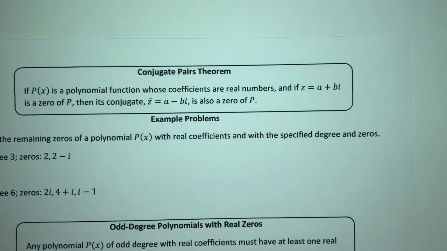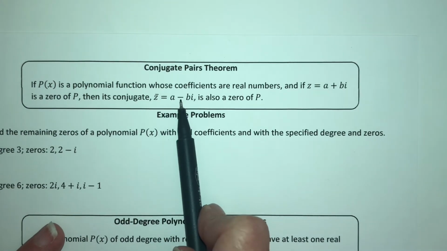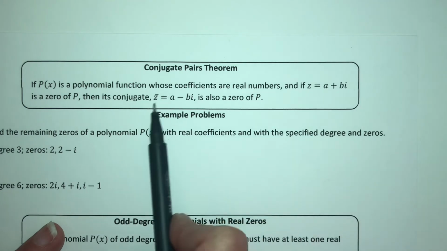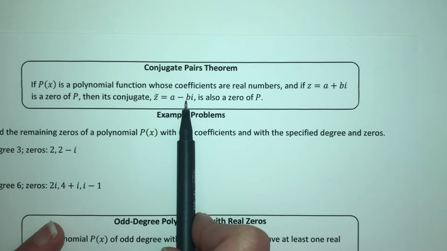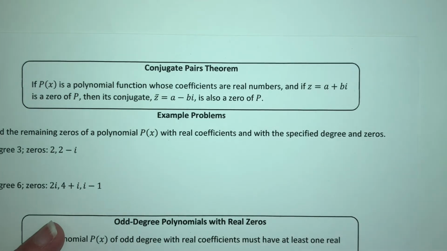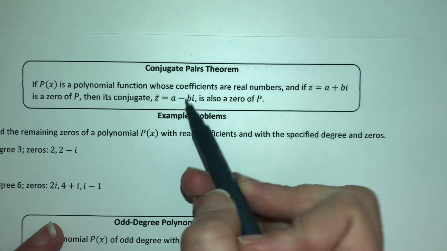Okay. Now for the conjugate pairs theorem. And we've sort of touched on this already. If you have one complex solution, you're going to have the corresponding one that has the opposite sign in the middle. The a's are the same, plus b, minus b, okay? And if you think about the quadratic formula, you'd get the i values, the imaginary part, from the square root, and the square root has a plus or minus in front. So that's why you're getting both of these solutions.